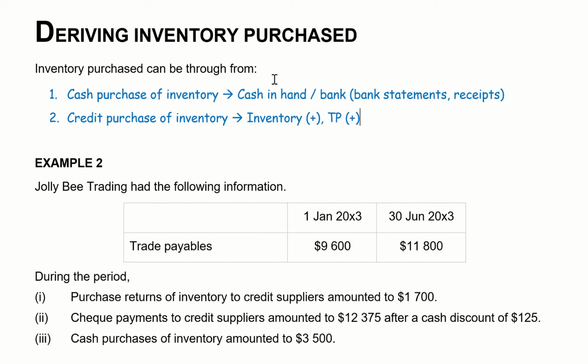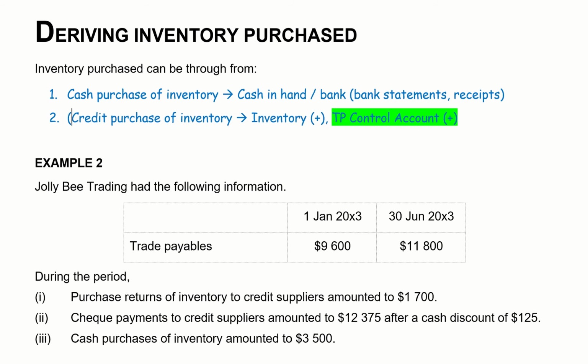And because trade payable increases, you are going to be able to find your credit purchase of inventory from the trade payable control account. In this segment, I am going to focus on how you can use the trade payables control account to find out your credit purchase of inventory.